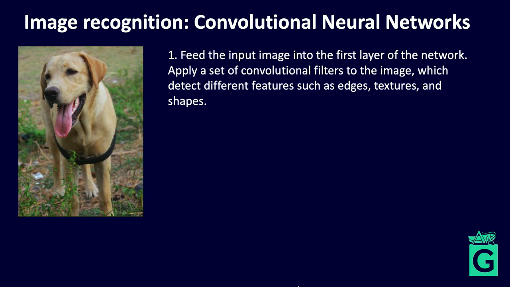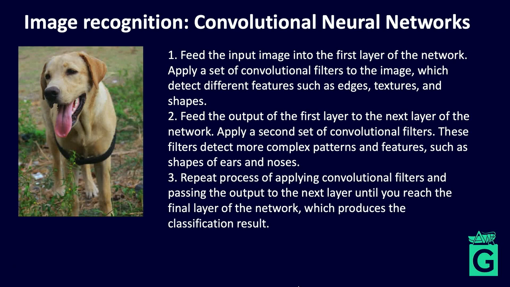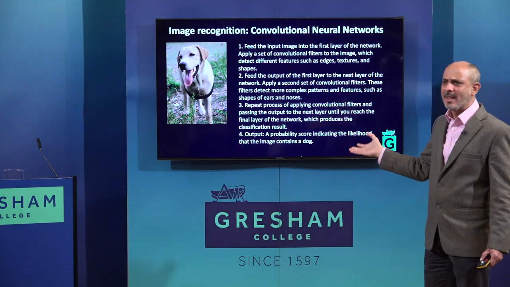But once you do that, you feed that output of the first layer to the next layer. So you've got the edges. Now within the shape, what is the part that looks like a nose? So you'd have a second one which understands what the nose looks like, what the ears look like. Then you keep doing more and more filters until eventually you get a probability score saying 80% probability, this is a dog. Okay, so that's what we want to get to. But how do we get there?